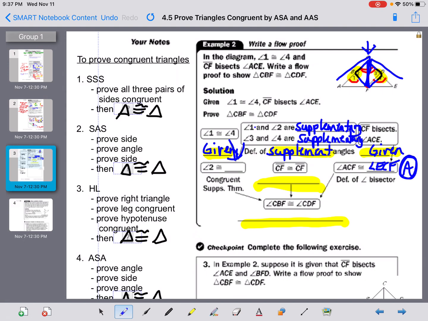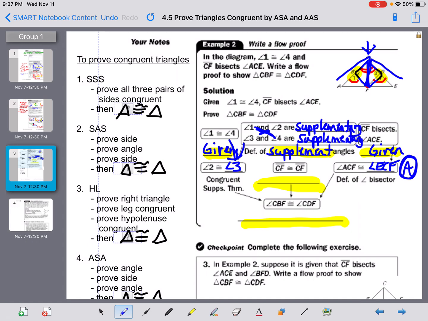So 1 and 4 are the same. Look up here. If 1 and 4 are the same, and we add something to 1 and get 180, we add something to 4 and get 180, doesn't that make sense that it's the exact same thing we're adding? So that means 2 and 3 are going to be congruent. And we did learn this back in chapter 2. I'm going to tell you honestly, we did not use it very much, so we haven't seen it.